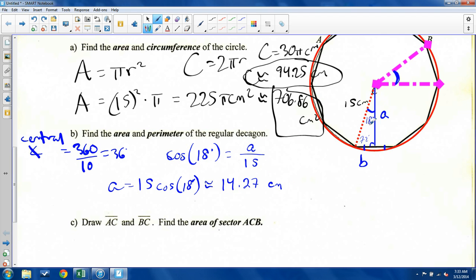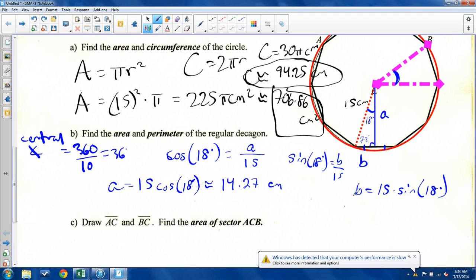Now B, if I used, let's say, 18 degrees again. B is opposite of 18, and I can use 15 centimeters again. So sine of 18 degrees equals B over 15. So B is 15 times the sine of 18 degrees. So I use that in my calculator. I get 38. Oh, wait, that's not right. Try that again. 15 times 18 sine. There we go.